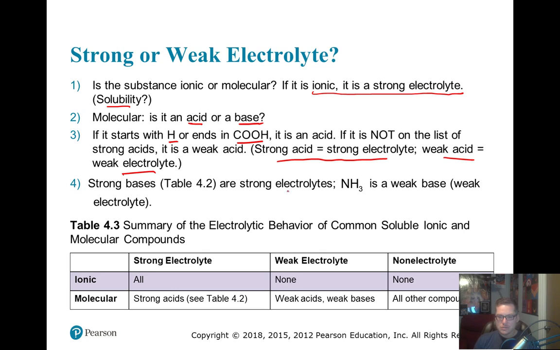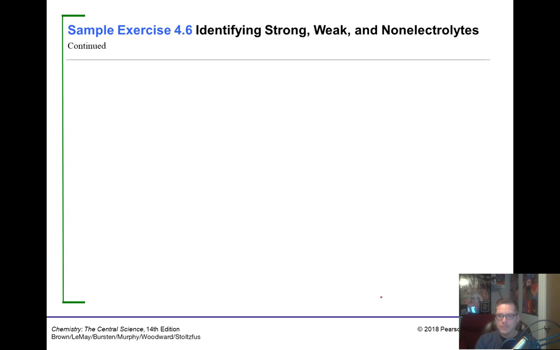So our strong bases are strong electrolytes. And then also know the one tricky one that you might forget is NH3, and that's a weak base, all right? So here's your little table helping you summarize. Ionic compounds, all of them, are strong electrolytes. Strong electrolytes: molecular strong bases and strong acids. Weak electrolytes: weak acids, weak bases, and then all other compounds.